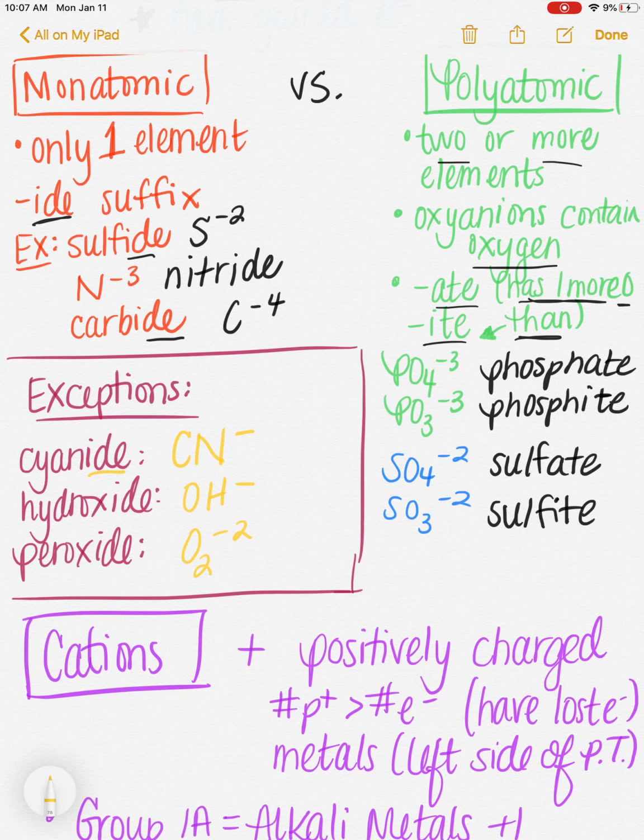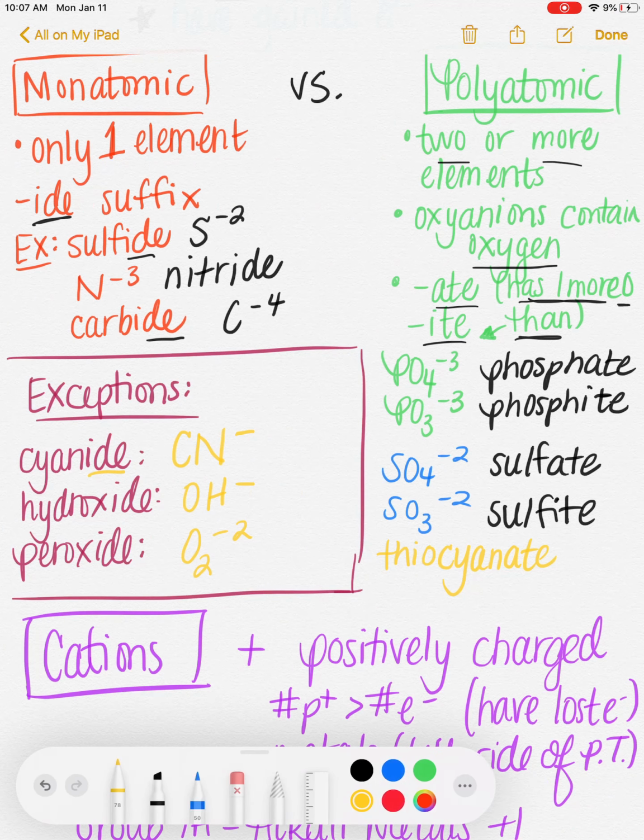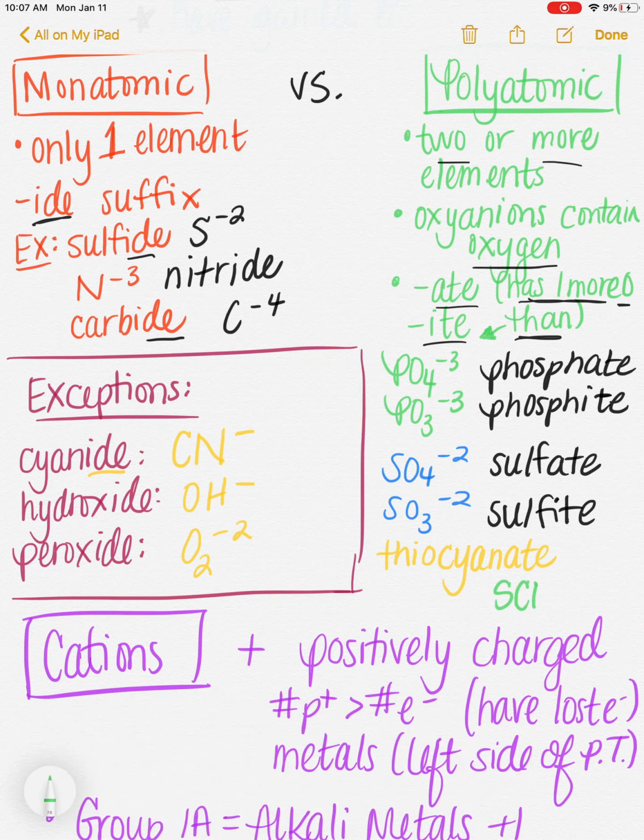Another exception that I would like to point out, which will help you with tonight's homework, is thiocyanate. Thiocyanate is not on your list for chemistry 2. It is on the list for advanced chemistry, but it seems as though it should probably have an oxygen in it since it's got an -ate ending. It does not. The correct formula for thiocyanate is SCN-, a sulfur, a carbon, a nitrogen with a 1- charge.